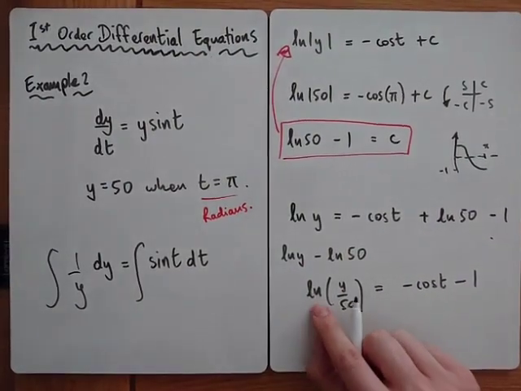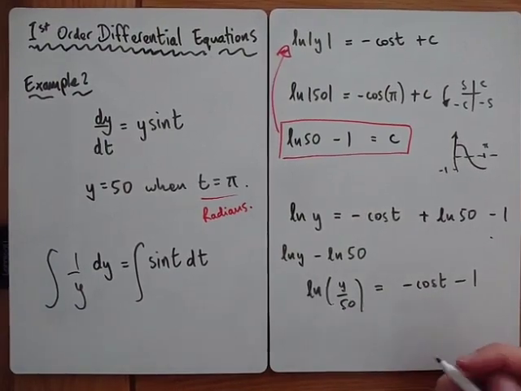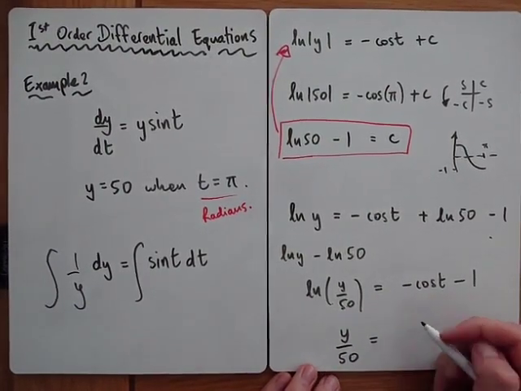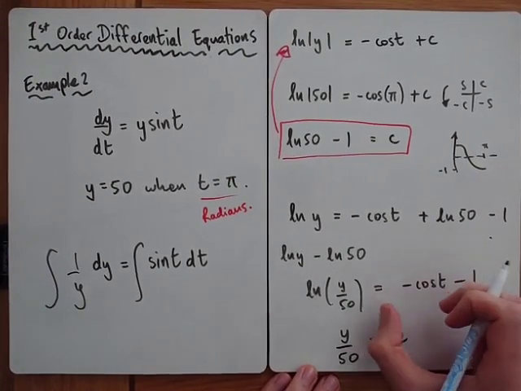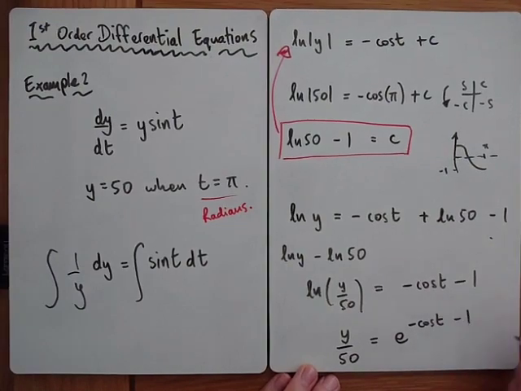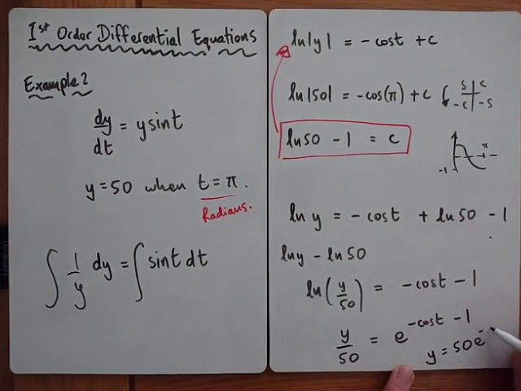And then when you've got a single log term, you can just take the exponential on the right hand side because it's the inverse. So you'd have y over 50 would equal e to the power. Remember, you take the exponential of everything, minus cos t minus 1. So your final answer would be y would equal 50 e to the minus cos t minus 1.